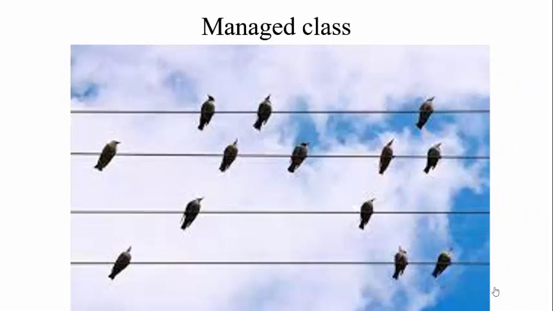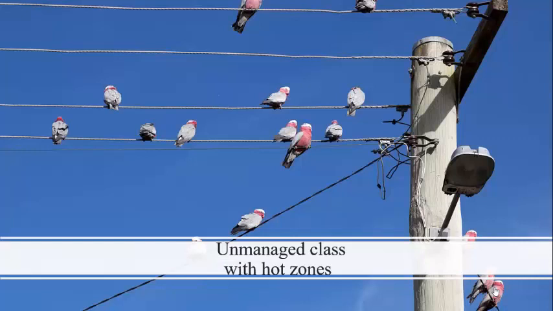A managed class looks like this. It's not a military arrangement, but everyone's attention is forward. Everyone's attention is directed where they're supposed to be directed, to the teacher. Here is an example of an unmanaged class with certain hot zones. People talking to each other, buddies, trying to gather in groups here and there, stick together.